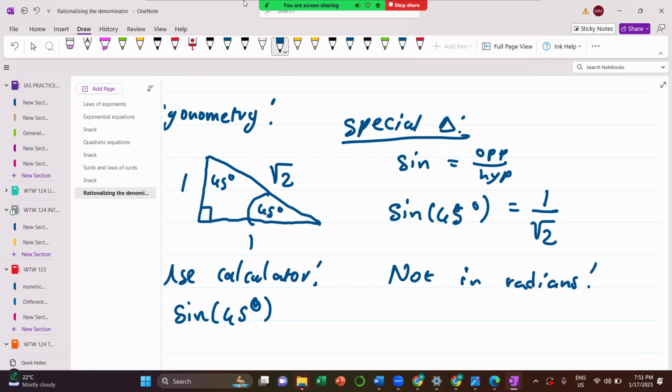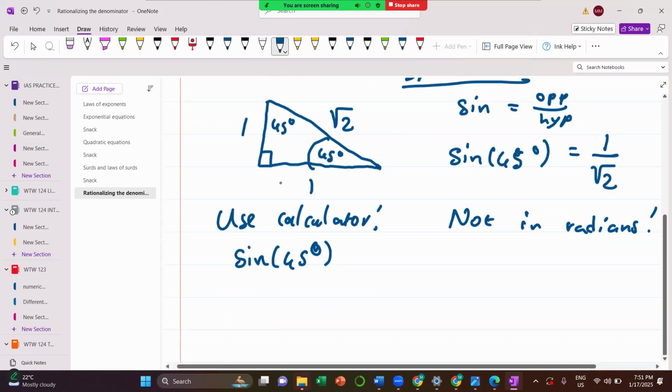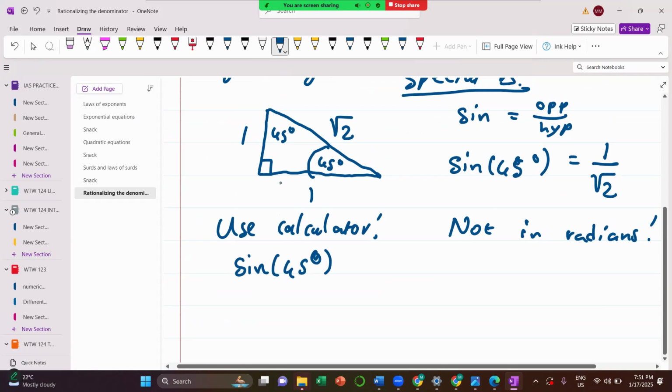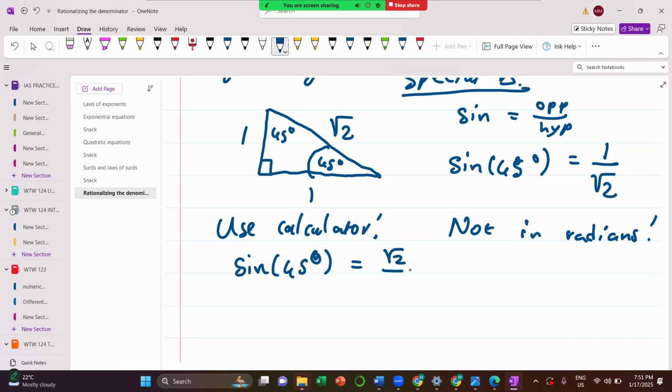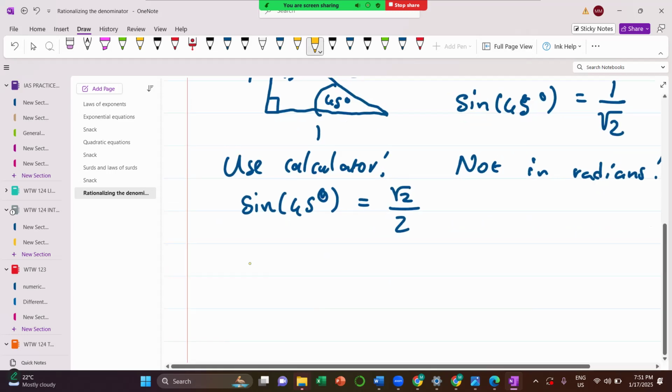So what is the value of sine 45 from your Casio or your Sharp calculator, whatever? Square root 2 over 2. Wow.